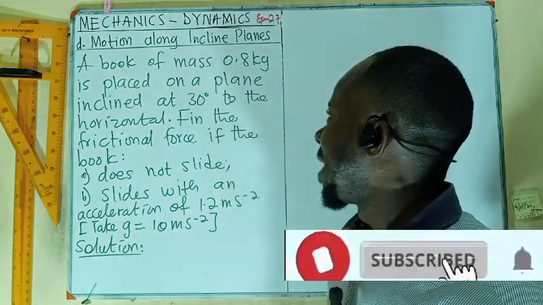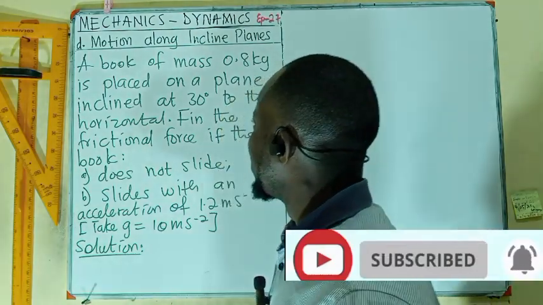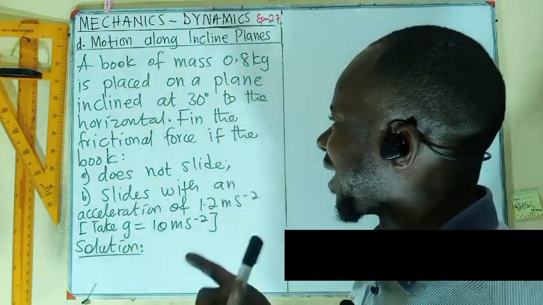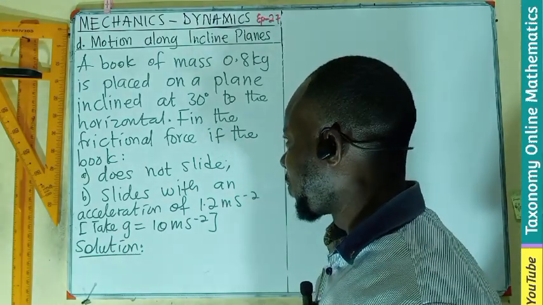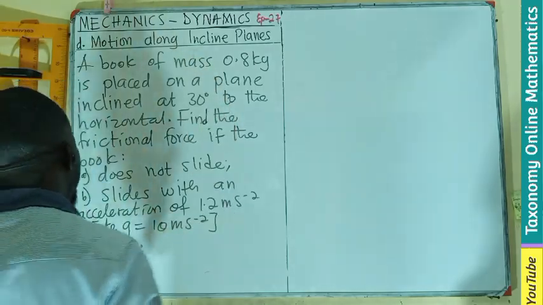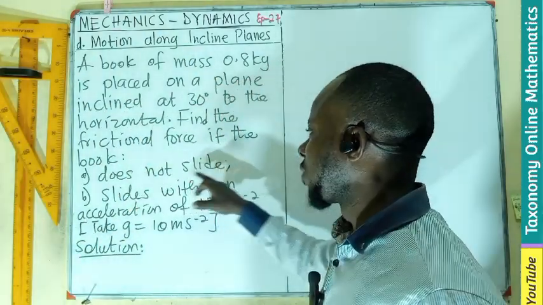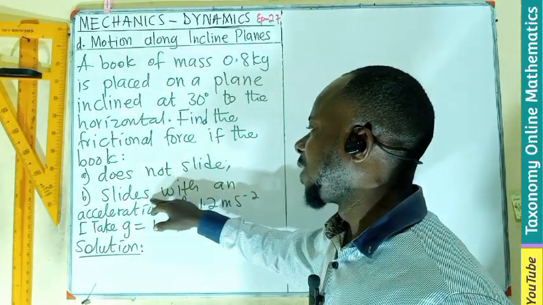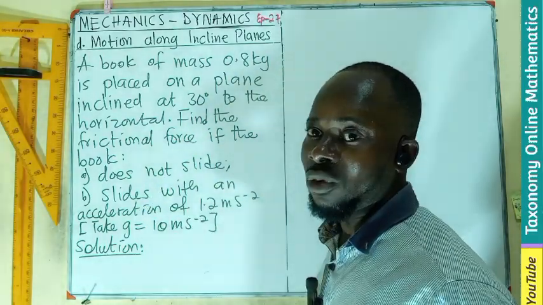A book of mass 0.8 kg is placed on a plane inclined at an angle of 30 degrees to the horizontal. We are to find the frictional force if the book, one, does not slide, two, did slide with an acceleration of 1.2 meter per second squared.